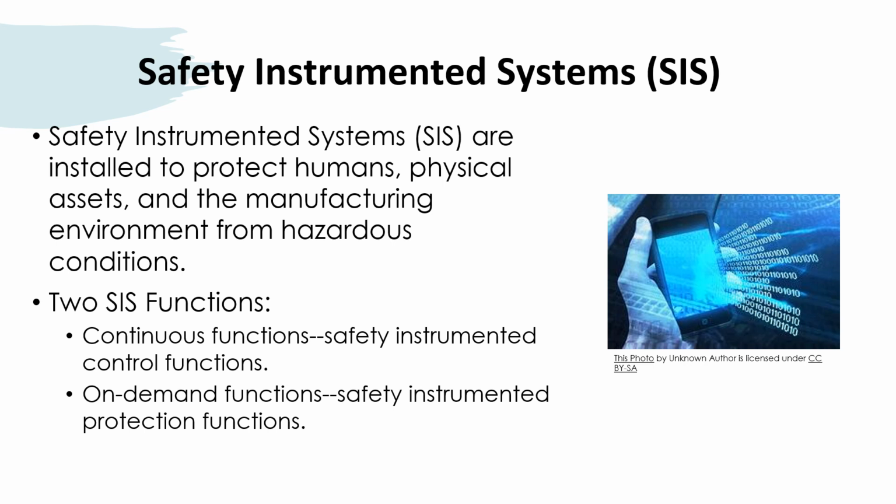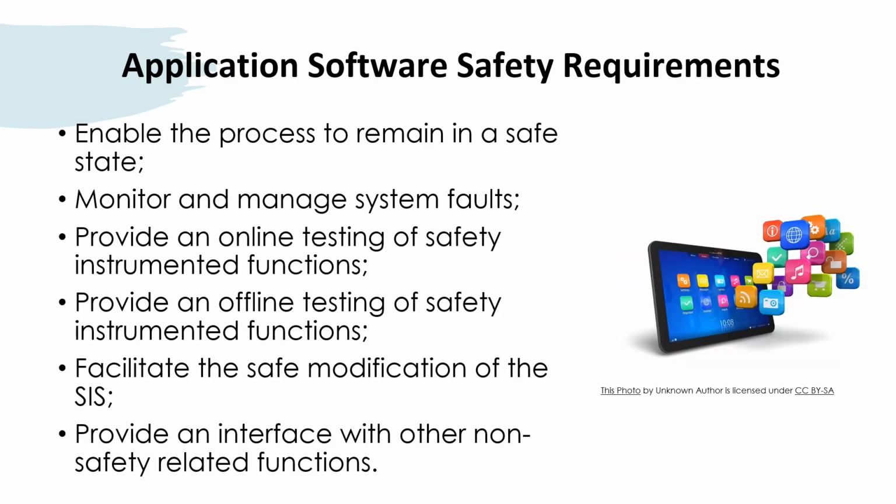61511-1 mod, there are two basic safety instrumented functions: continuous or on demand. The continuous functions are referred to as safety instrumented control functions, while the on-demand functions are the safety instrumented protection functions. Automated processes are needed to efficiently implement these safety instrumented functions. To accomplish that goal, application software needs to be designed and developed.